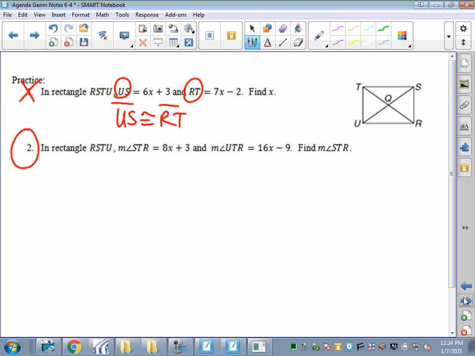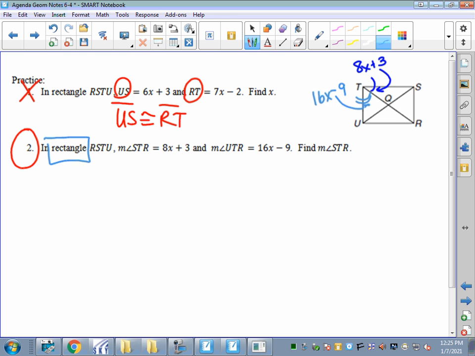Let's do number 2. In rectangle RSTU, the measure of angle STR, so this guy right here, is equal to 8x plus 3. The measure of angle UTR, this guy right here, I'll put 2 marks, is equal to 16x minus 9. Find the measure of angle STR, so the upper one, and it is a rectangle. So, any thoughts on the matter?